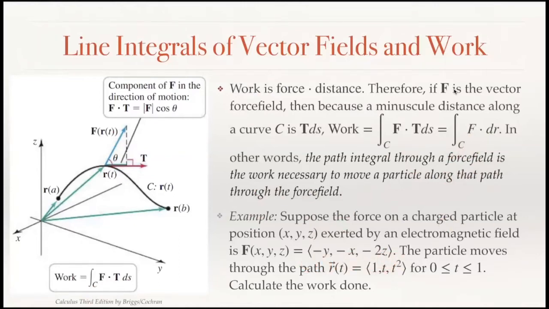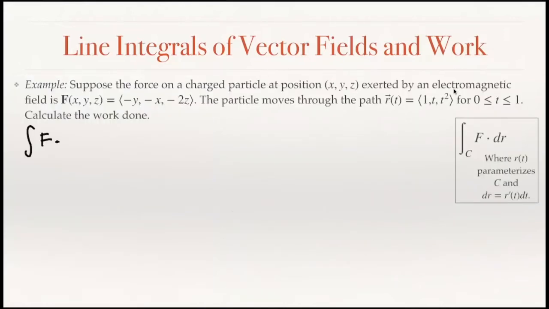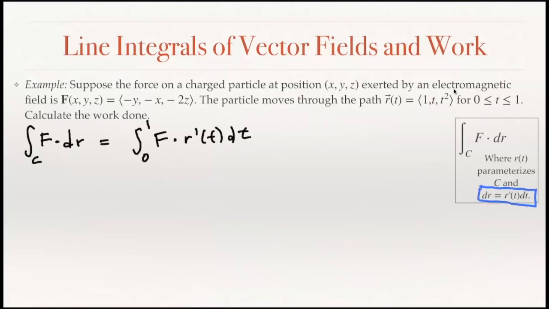Suppose the force on a charged particle at position x, y, z exerted by an electromagnetic field is F = (-y, -x, -2z). And the particle moves through the path r(t) = (1, t, t²), for t between 0 and 1. Calculate the work done. Okay, so our path integral is this along the curve C. We're parameterizing, that'll be the integral from 0 to 1 of F dot r'(t) dt. That's always what we do to actually calculate it.